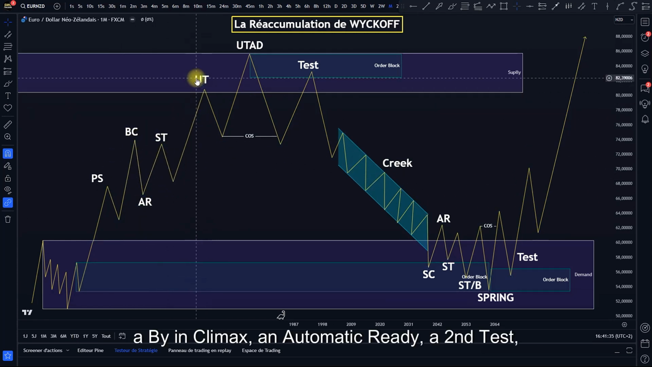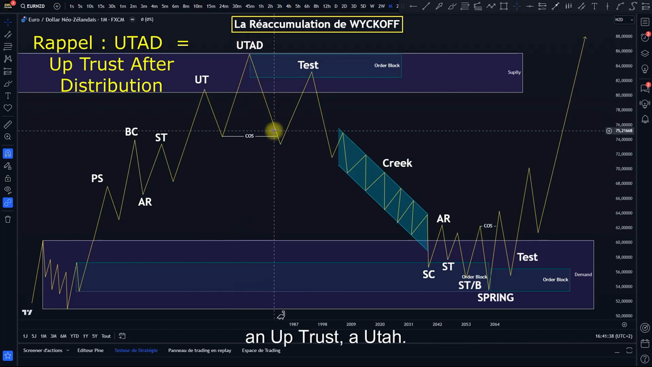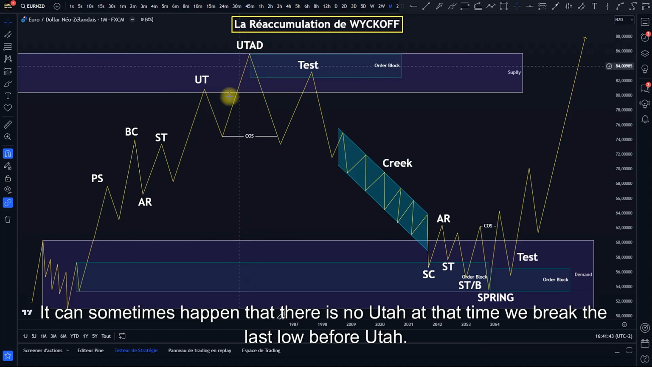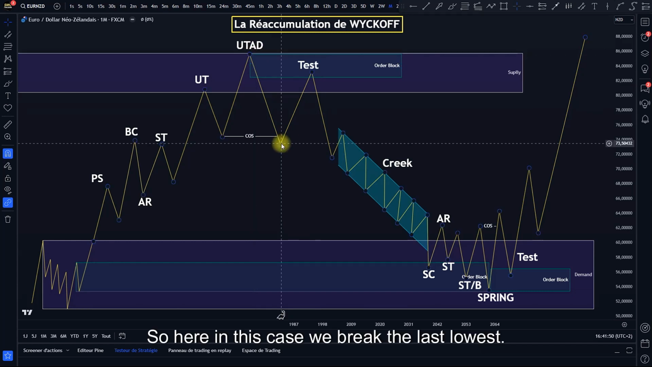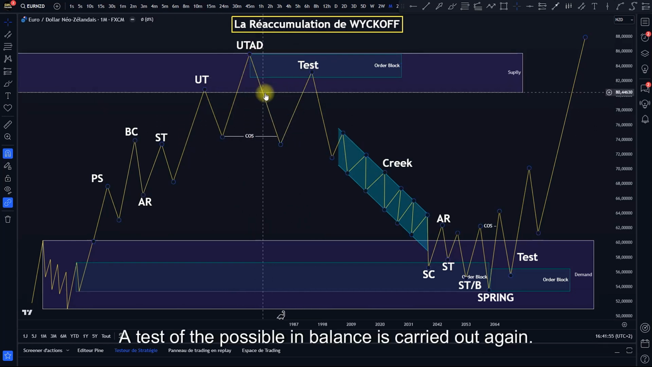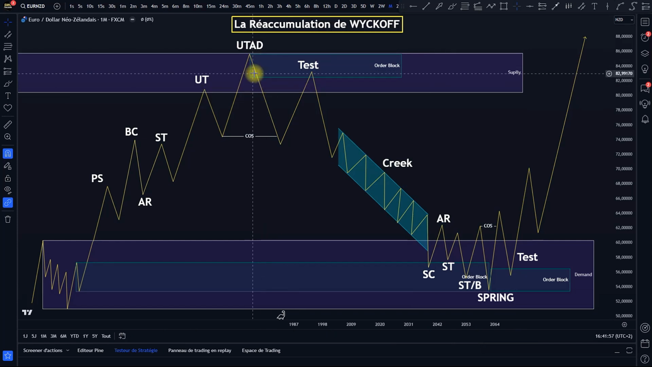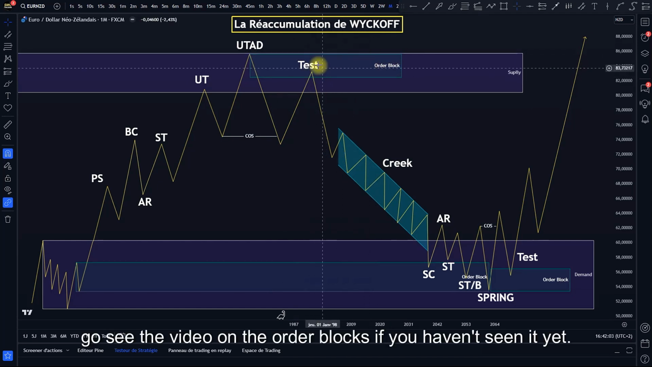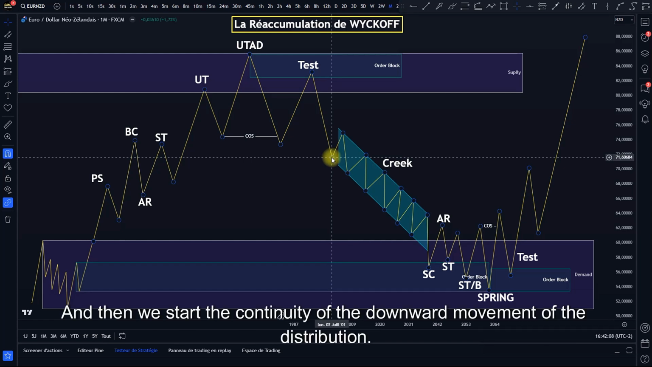For the first part, there is a distribution with a preliminary supply, a buying climax, an automatic reaction, a second test, an upthrust, a UTAD. It can sometimes happen that there is no UTAD. At that time we break the last low before the UTAD. So here in this case we break the last low. A test of the possible imbalance is carried out again, or we go back to the order block to close the negative orders. Go see the video on order blocks if you haven't seen it yet. And then we start the continuation of the downward movement of the distribution.